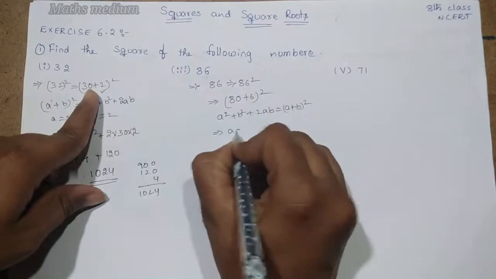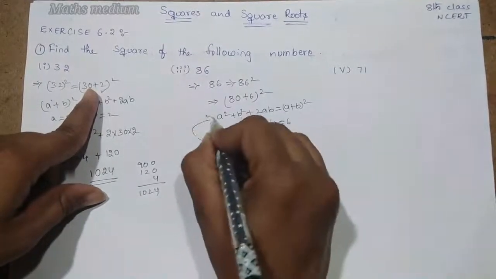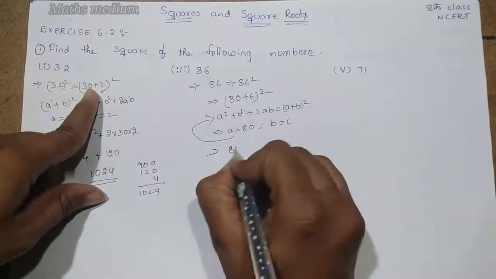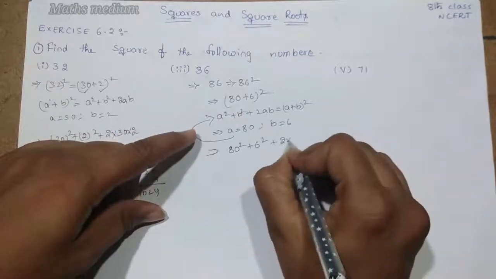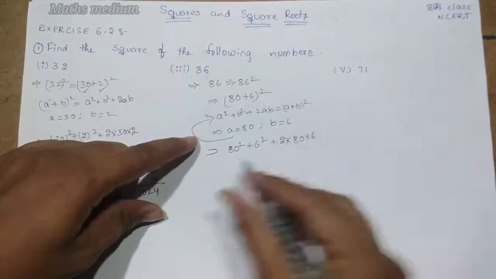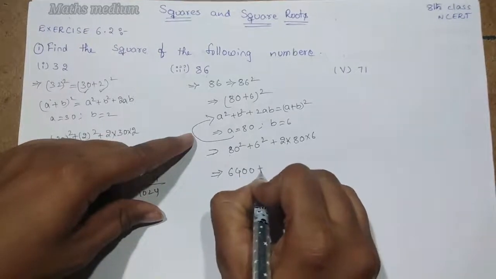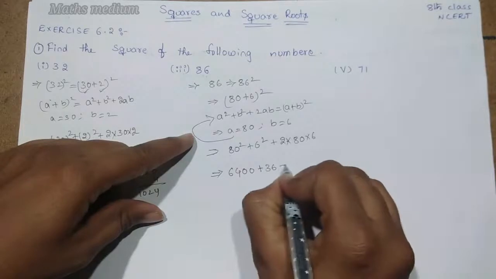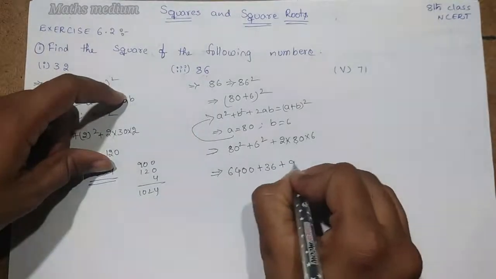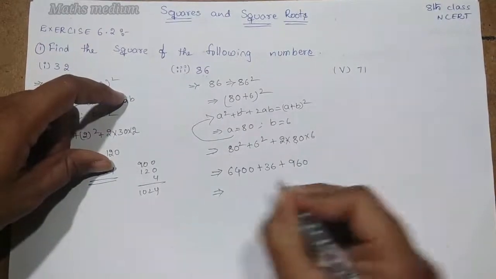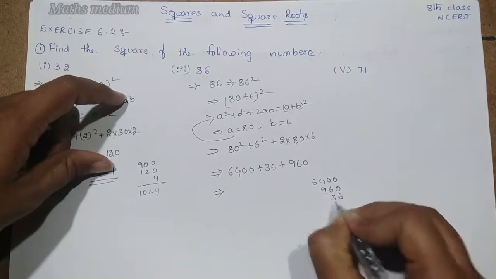Now here a is equal to 80 and b is equal to 6. Now apply these two values into this. Now 80 square plus 6 square plus 2 into 80 into 6. 80 square is 6400, plus 6 square is equal to 36. 2 80s are 160. 160 into 6, 960. Now add 6400, 960, 36.